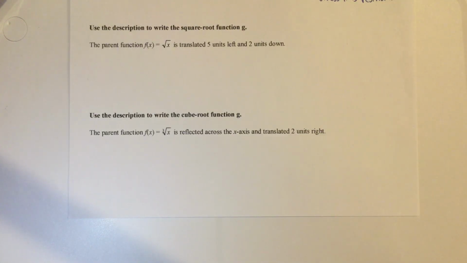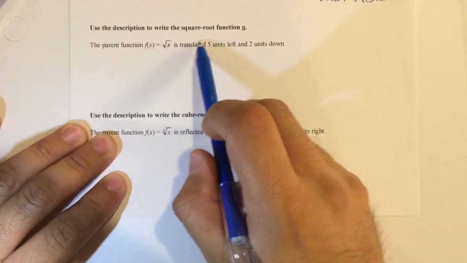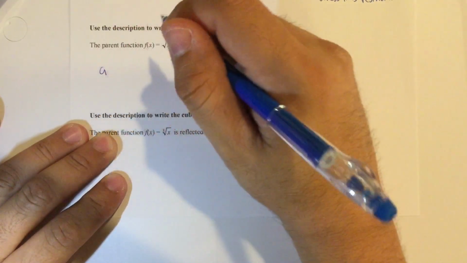All right, last, we're going to talk about how to write a square root and a cube root function based off of transformations. So this one right here says use the description to write the square root function g. So let me write the parent function equation.